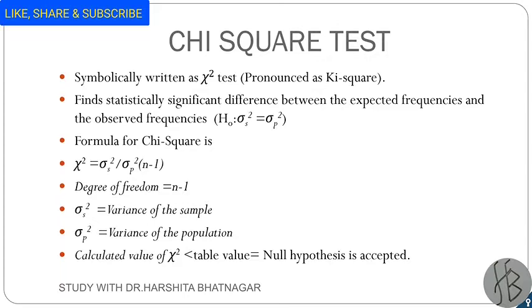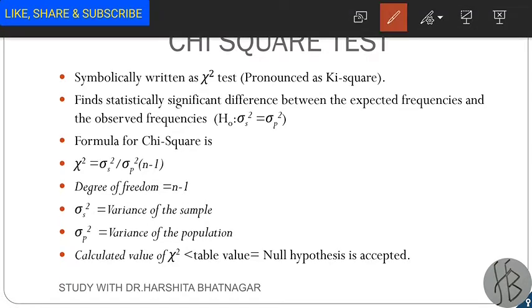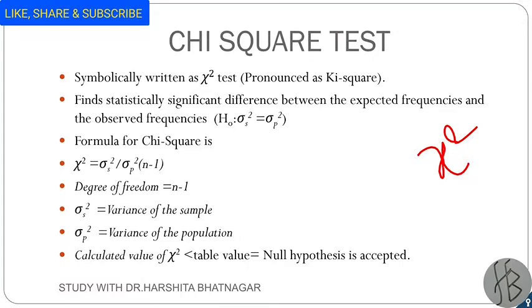Symbolically, it is represented by the Greek symbol chi square, and it is pronounced as "ki square." It helps in finding the statistically significant difference between the expected frequencies and the observed frequencies. Here, the null hypothesis will be that the variance of the sample is equal to the variance of the population. Variance is the square of the standard deviation.